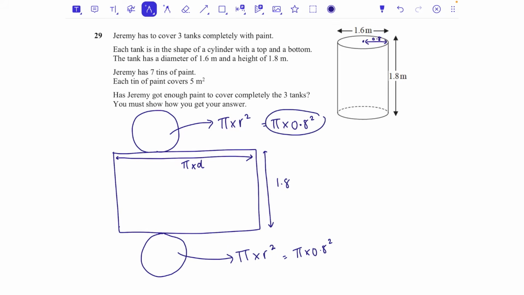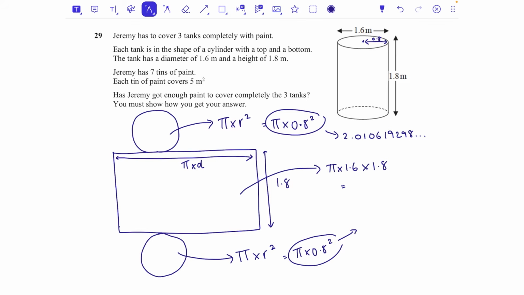So we've got that one to do, and we've got that one to do. For the rectangle, I want to do pi times diameter, which is pi times 1.6, times by 1.8. And timesing all of that together is going to get me the area of that rectangle. So let's start with pi times 0.8 squared. And that is 2.010619298. Notice I'm writing lots of decimal places here. I don't want to round anything until I get to the end.